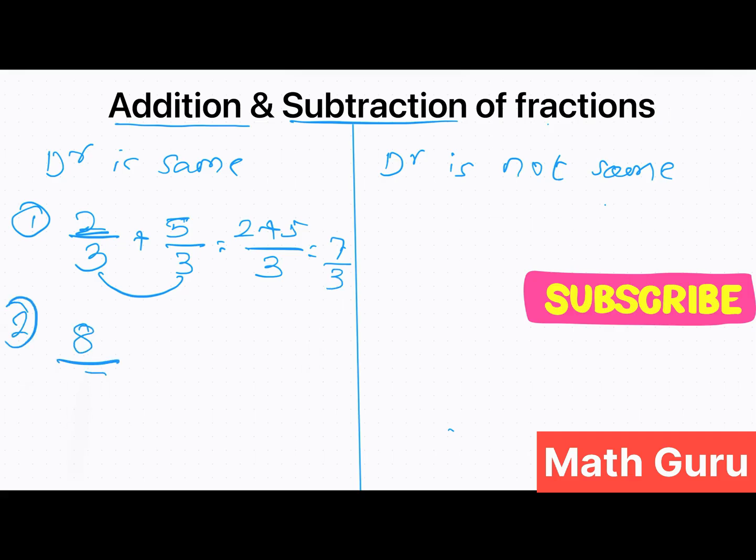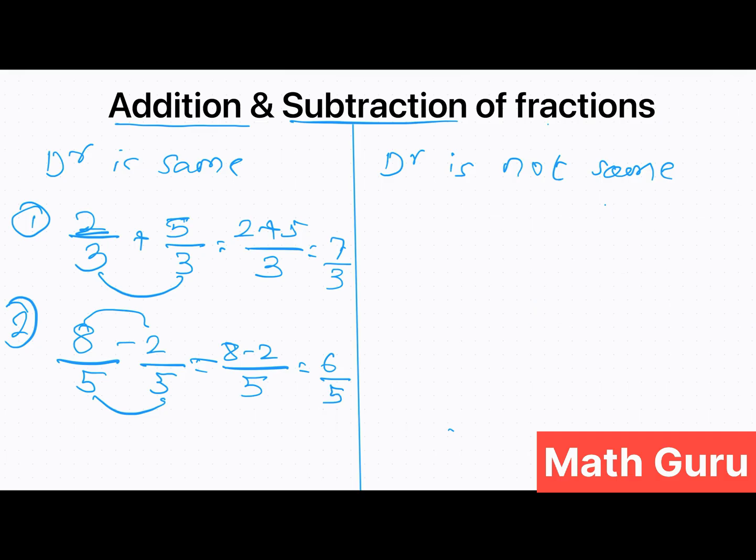Second, 8 upon 5 minus 2 upon 5. So as the denominator is same, you just write the denominator once and just keep the numerator as it is. So 8 minus 2. So you get the answer 6 by 5. Now there is one more step to be done in the following cases.